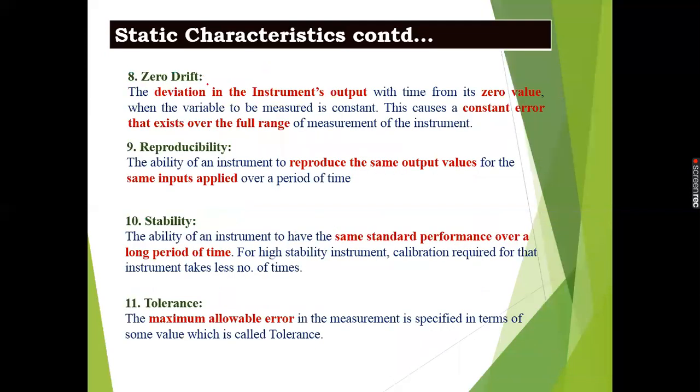Coming to the next one, zero drift. The deviation of the instrument's output with respect to time from its zero value when the variable to be measured is constant. For example, if you want to measure any output and you have any deviation in that instrument, that deviation is called zero drift. This causes a constant error that exists over the full range of measurement of the instrument. That particular error will carry over throughout the full range of the instrument.